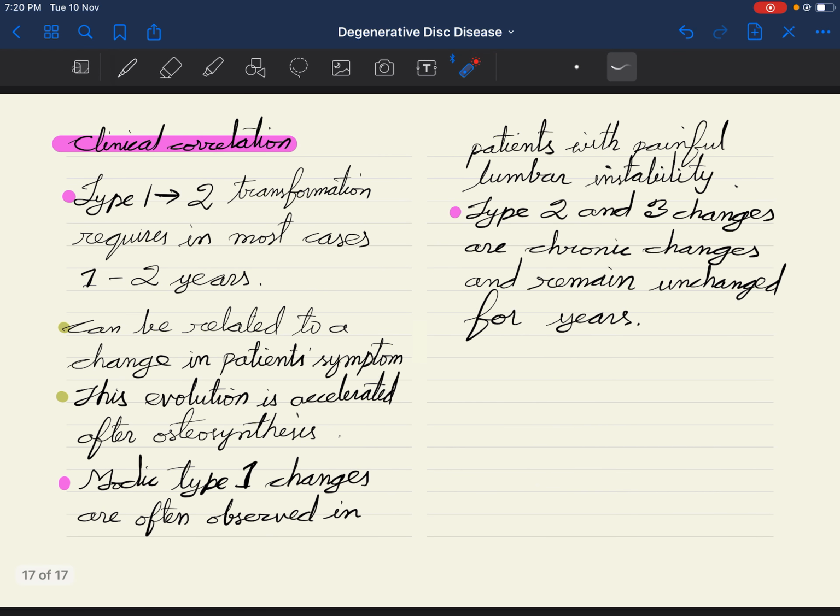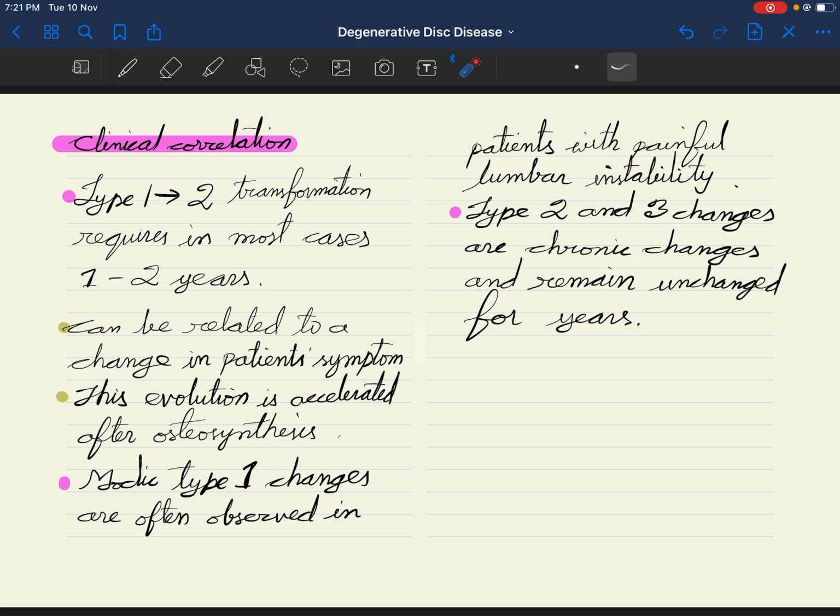So what is the correlation of Modic changes? The transformation of type 1 to type 2 requires in most cases 1 to 2 years, and this transformation can be related to a change in the patient's symptoms, and this evolution is accelerated after osteosynthesis. That means if we fix the fracture fragment by nails or any other manner, then the evolution is accelerated.